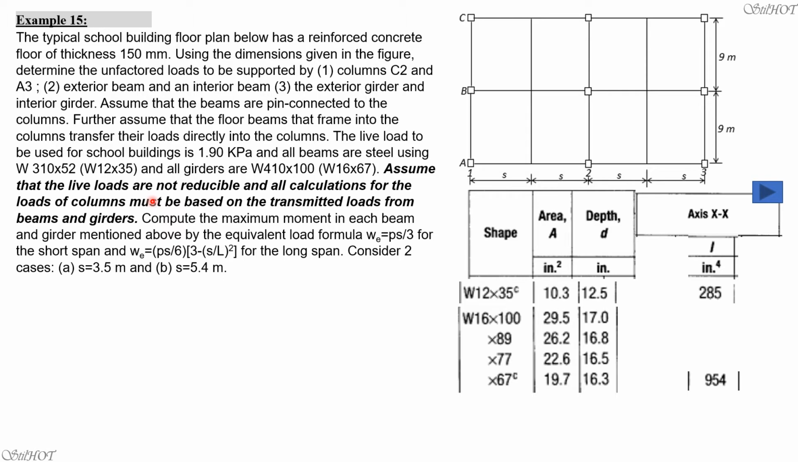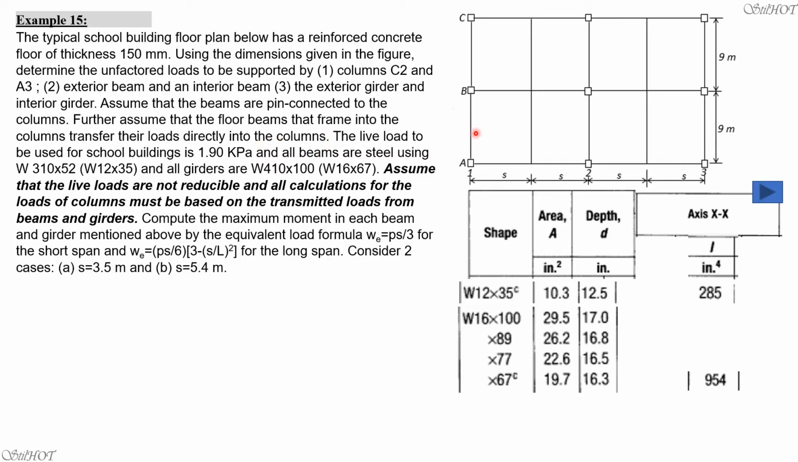By the way, these are the exterior beams, interiors in between, exterior girders, and we have interior girders. Assume that the beams are pin connected to the columns, so we have simple supports. Further, assume that the floor beams that frame into the columns transfer their loads directly into the columns.